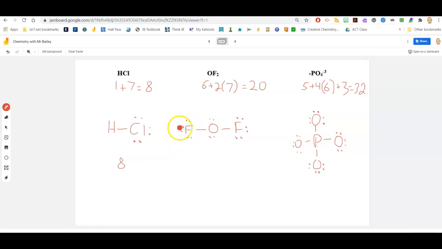Here we've got 2, 4, 6, 8, 10, 12, 14, 16, 18, 20. Again, 20 is the number we expect, matches the number we predicted up top, and so single bonding works.